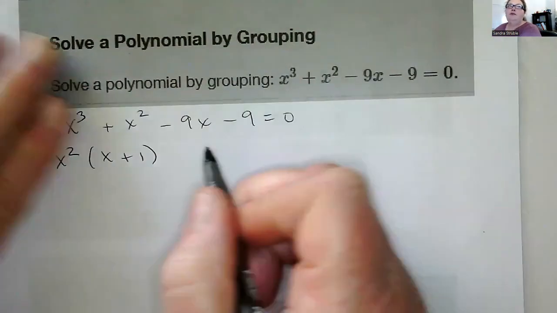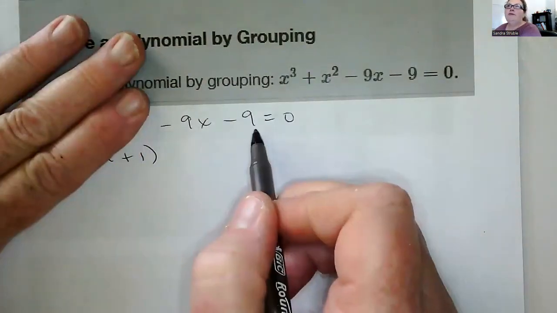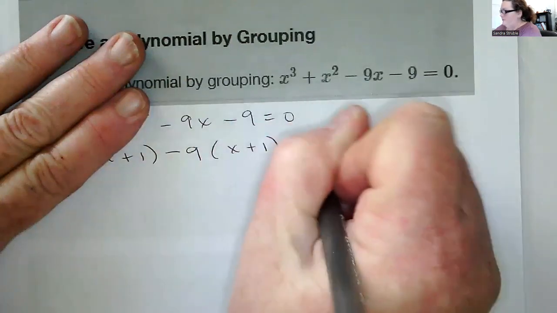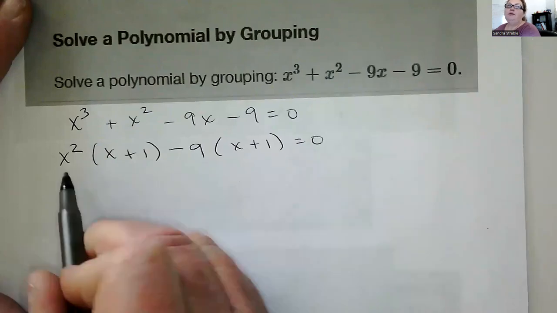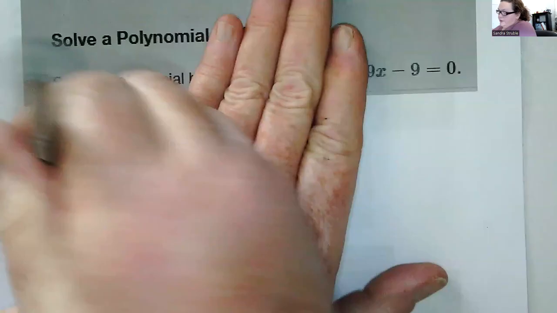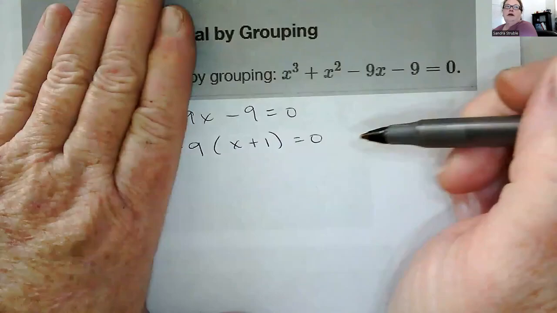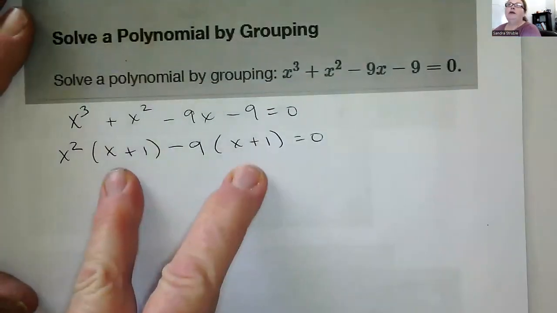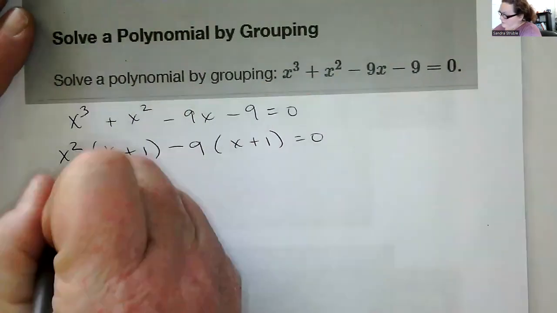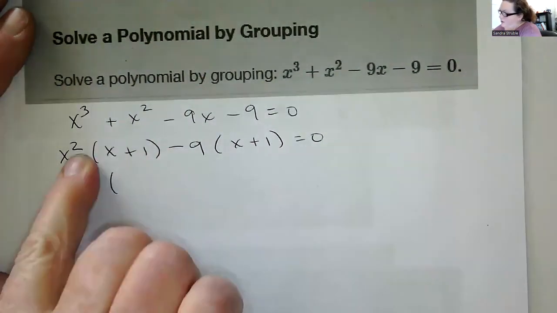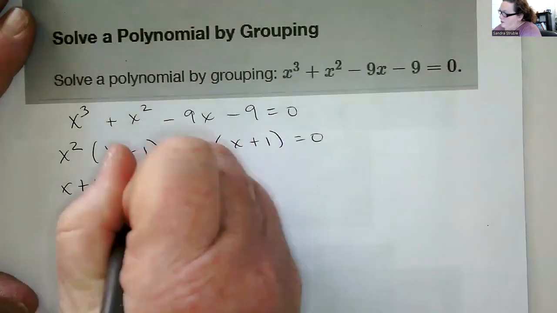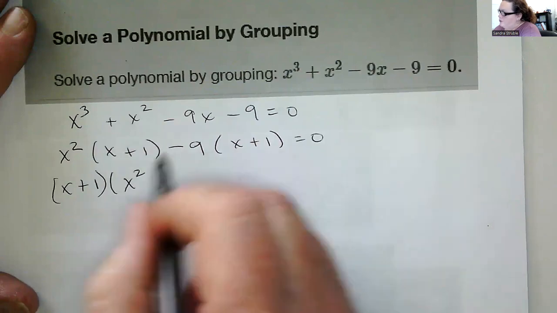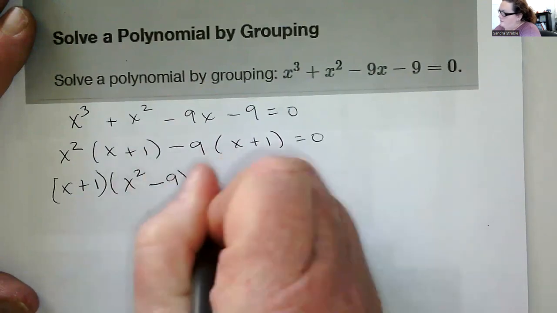All right, then I look at the next 2 terms. What can I factor out? -9. And I'm left with x plus 1. Okay, it's at this point I look at this term and this term and see what they have in common that I can factor out. I can factor out x plus 1. When I pull x plus 1 from this term, I'm left with x squared. And when I factor out x plus 1 from this term, I'm left with -9.